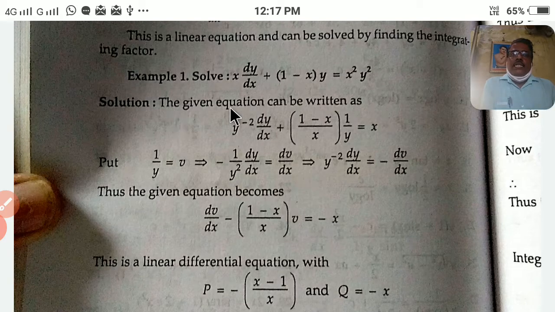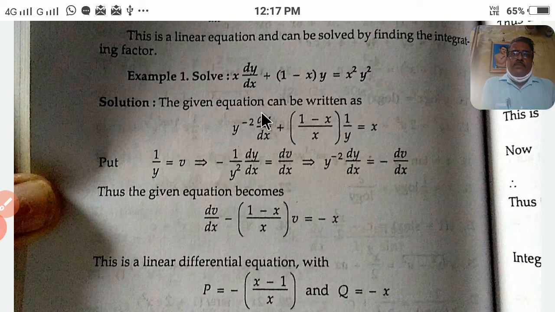Now in this case, the given equation can be written as, as already told by the method, divide the whole equation by y square. Here x is also multiplied, so take x also. First take y square, then here one x is there, so take both x and y square. So divide the whole equation by x y square, then x gets cancelled.